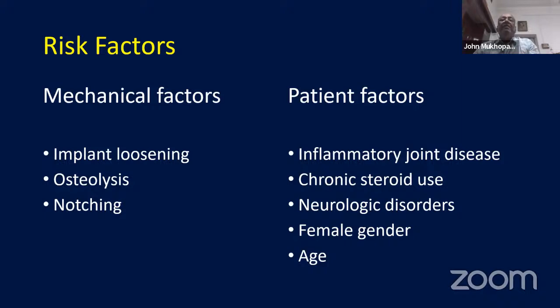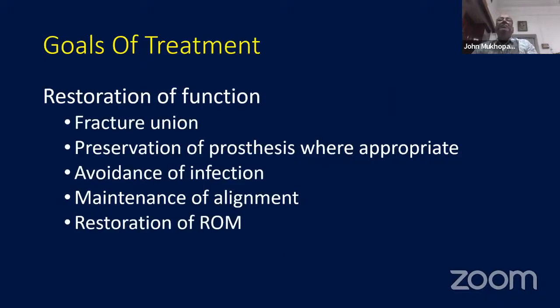Now, the risk factors may be classified as mechanical factors and patient factors. The mechanical factors are loosening of the implant, osteolysis, and possible notching in a total knee replacement. The patient factors are problems such as inflammatory joint disease, chronic steroid use, which makes the bone osteoporotic, and neurological disorders, which can create problems of balance, which lead to falls and hence fractures. Somehow it seems to be more common in the female gender with age.